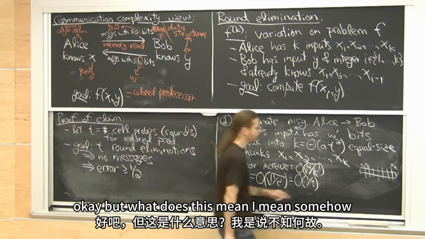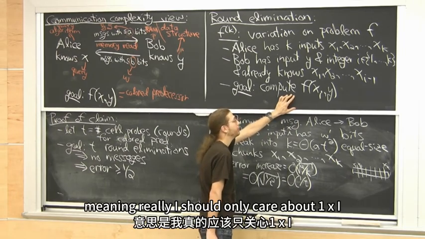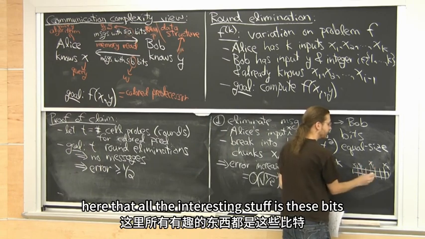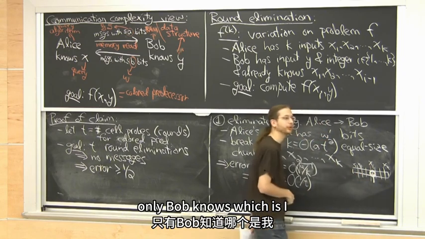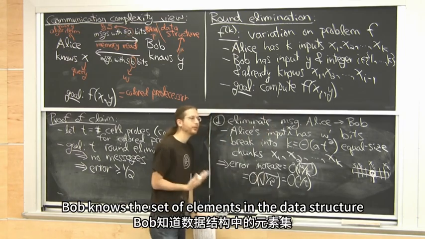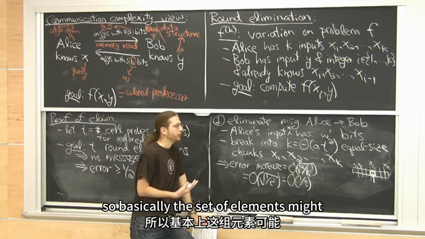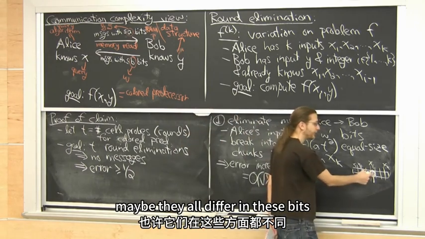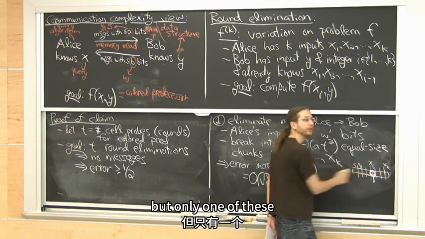Somehow, I have to have an f to the k problem. Meaning, really, I should only care about one xi here. All the interesting stuff is these bits. But Alice doesn't know which is i. Only Bob knows which is i. What does that mean? Bob knows the set of elements in the data structure. So basically, the set of elements maybe they all differ in these bits, or maybe they all differ in these bits, or these bits, but only one of these.